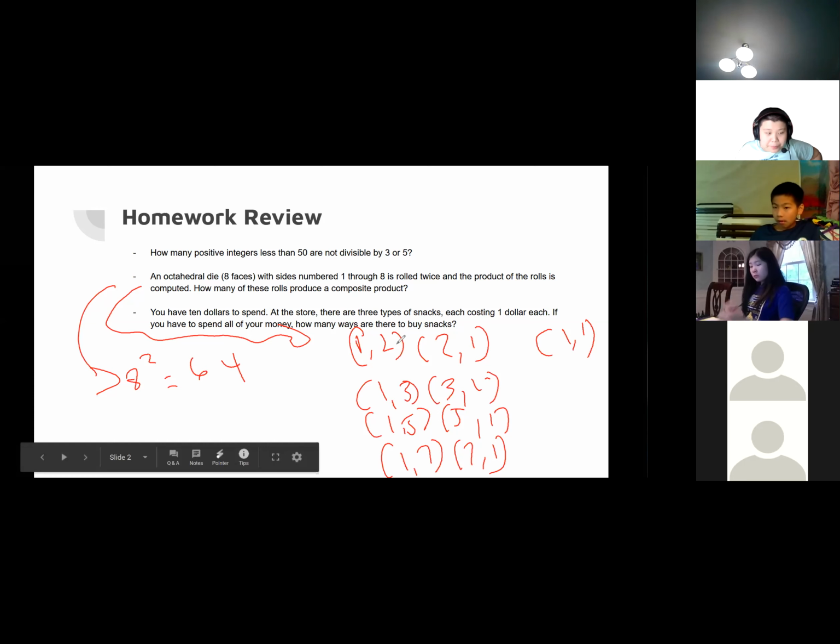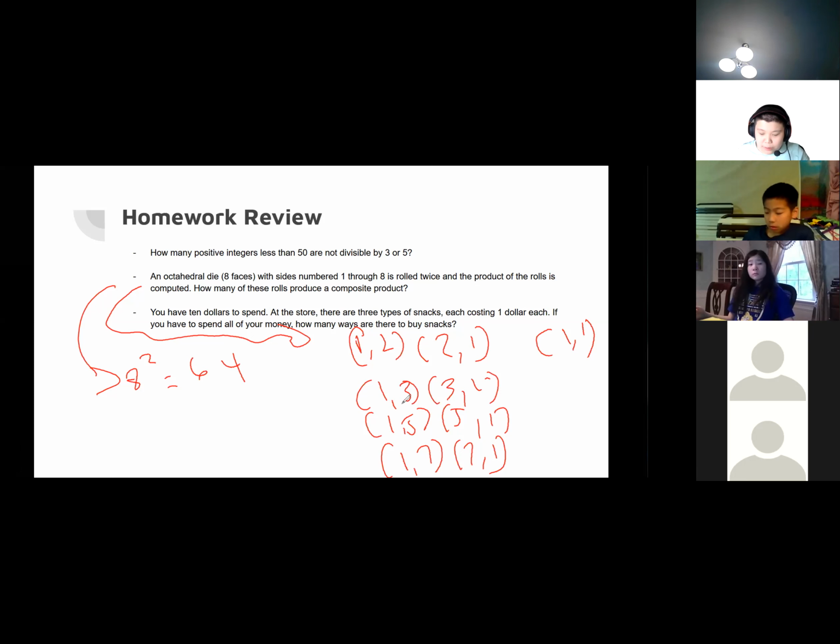Also, some other people forgot and only counted each of these once, but you have to count them twice because you can roll a 1 and a 5, but you can also roll a 5 and a 1. So in total, there are 9 possibilities here, and you can subtract these 9 non-composite from 64 total, and you get 55.